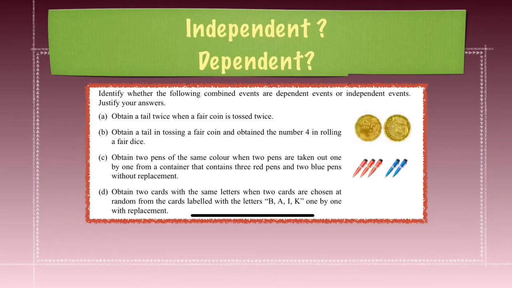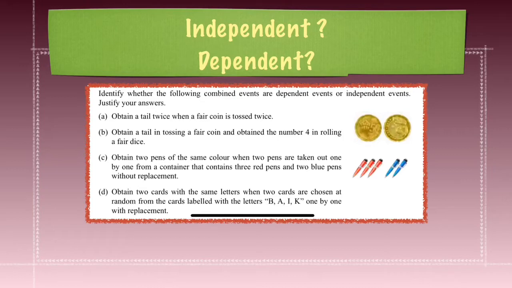Identify whether the following combined events are dependent events or independent events. Justify your answer. For A, obtain a tail twice when a fair coin is tossed twice. This is an independent event because the probability of getting a tail in the first toss does not affect the probability of getting a tail in the second toss.